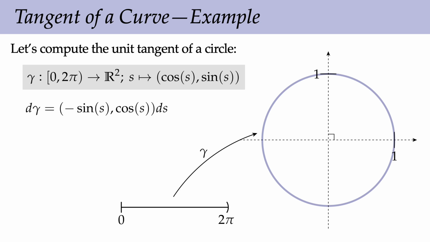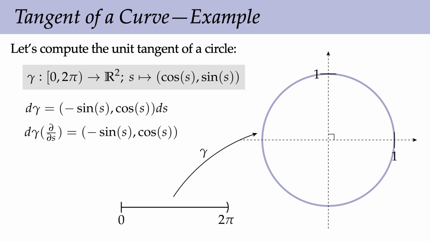Okay, so d gamma tells us how to take any vector in the interval and stretch it out into the plane. To get the tangent, we'll take the unit vector pointing in the right direction, partial s, and push it forward to get (minus sine of s, cosine of s). Okay, and then we need to normalize. We need to find the unit tangent. So what's the length of this vector?